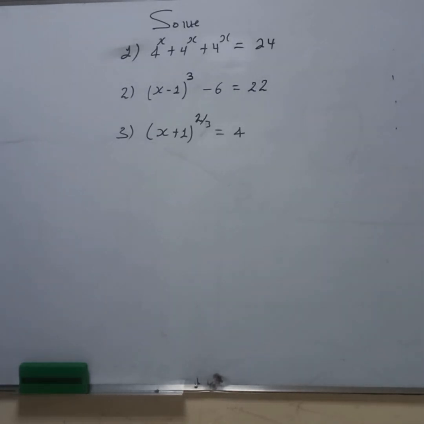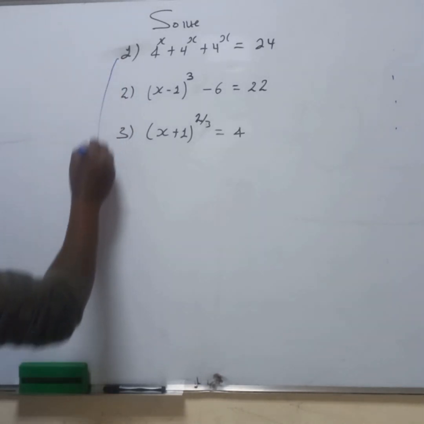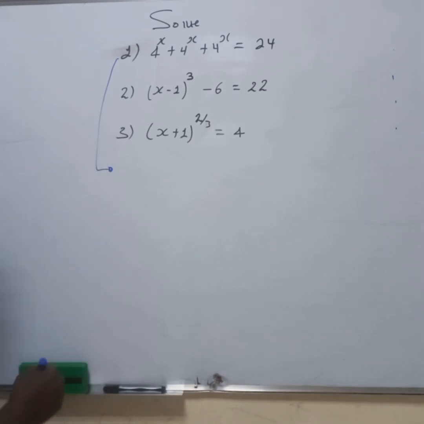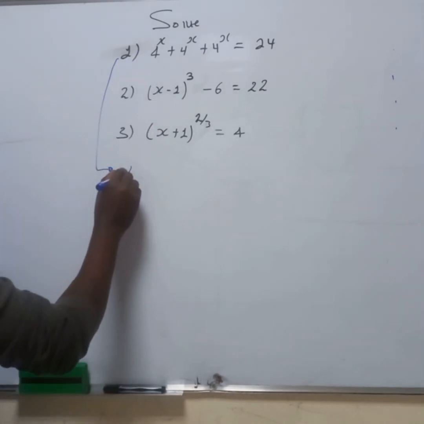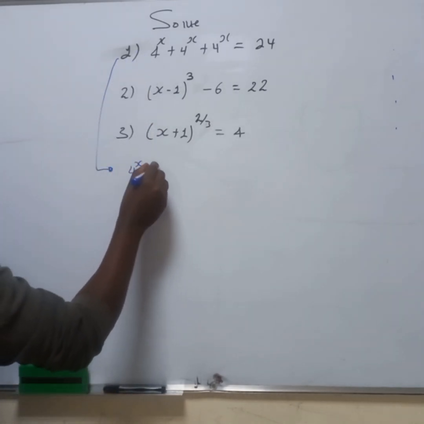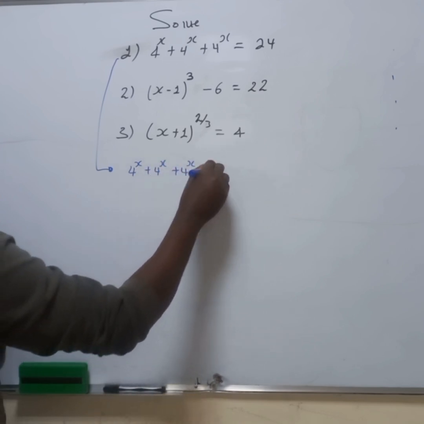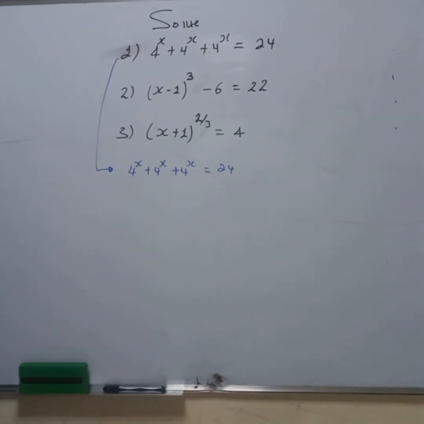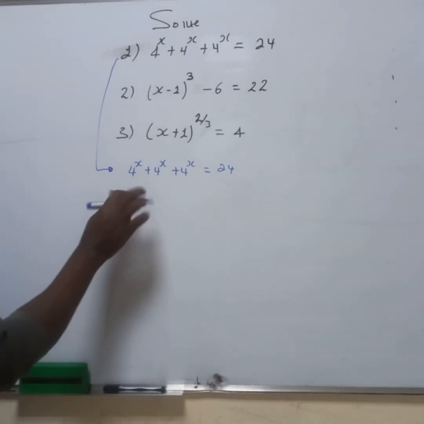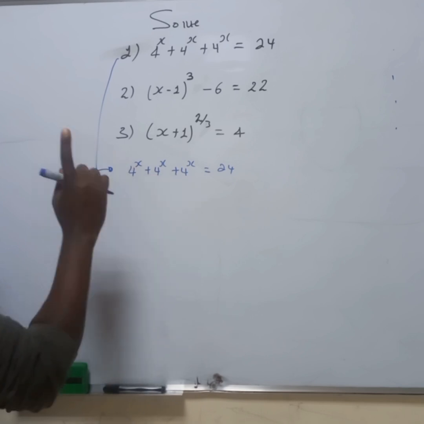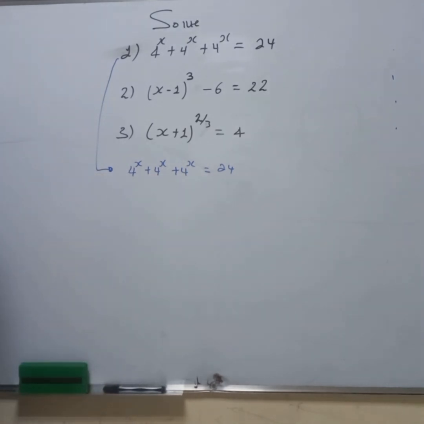Well, now let's see how we do this problem. Look, especially to solve the first problem, let me come to how we do each problem one by one. Now look, what we have here: 4 raised x plus 4 raised x plus 4 raised x is equal to 24. Now to simplify this problem, simply look how many 4 to the power of x we have here. We have 3 for the power of x.